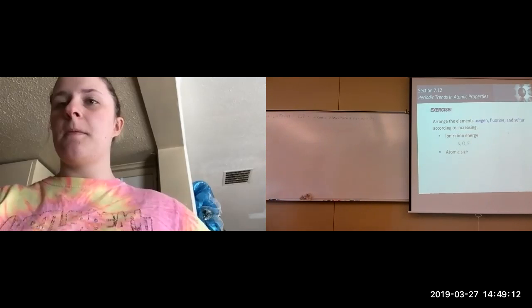So, arrange oxygen, fluorine, sulfur by ionization energy, which has been given away. So, lower left, upper right. So, we have oxygen, fluorine, sulfur. This one's lower to the left, so it should be the lowest ionization energy. And oxygen is above it. Fluorine is to the right, so you've got sulfur, oxygen, fluorine from lower to higher ionization energy. Atomic radius should be just the opposite, because the trend is opposite.